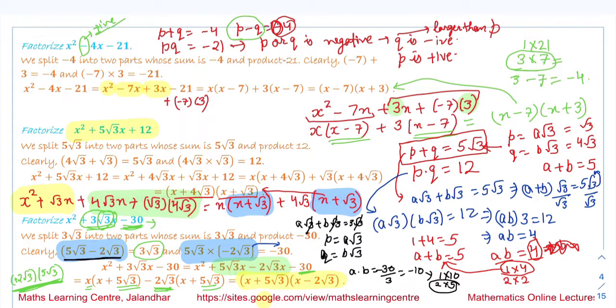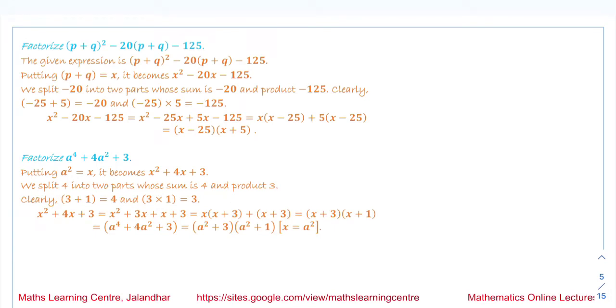Now in this next question, we have (p plus q) whole square minus 20(p plus q) minus 125. So p plus q is there in both places. We write this p plus q as x. So our question becomes x square minus 20x minus 125. Now both these elements are negative, so we try to factorize the term 125.